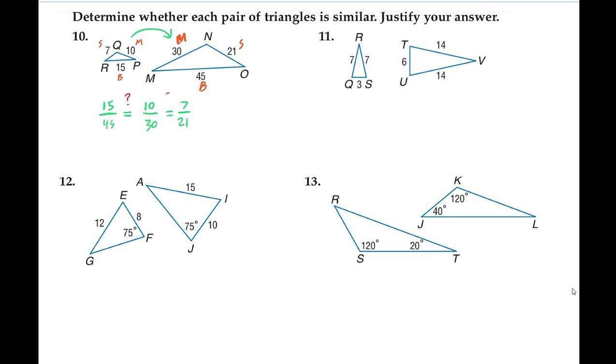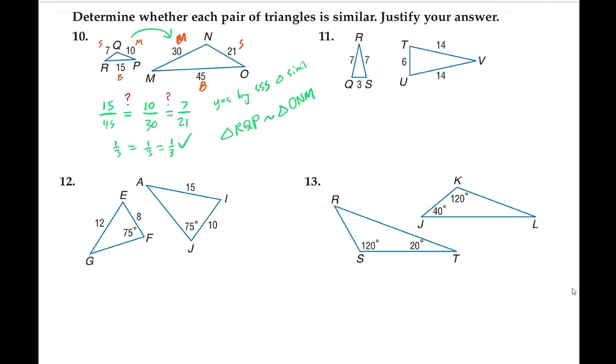So again, we could smash these into a calculator, or we could elegantly dance with the numbers, and we get 1/3 equals 1/3 equals 1/3. So check, yes by SSS triangle similarity. I'm going to go small, medium, large. So RQP, small, medium, large, is similar to small, medium, large. That's ONM. Got it.